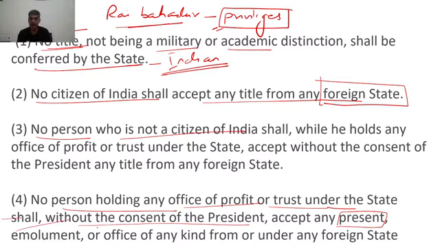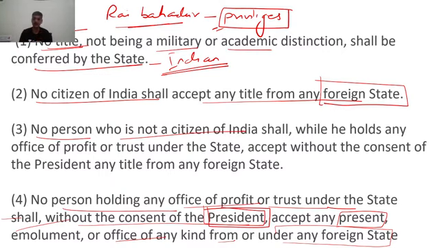emoluments means monetary privileges, office or any kind of privilege under any foreign state. So if you are an Indian working with the Indian government, you cannot accept any gift, any present, any emolument except with the permission of the President of India. ठीक? That means there is no privilege except your salary and your power, which is given by law. There is no privilege with you as being a government employee.